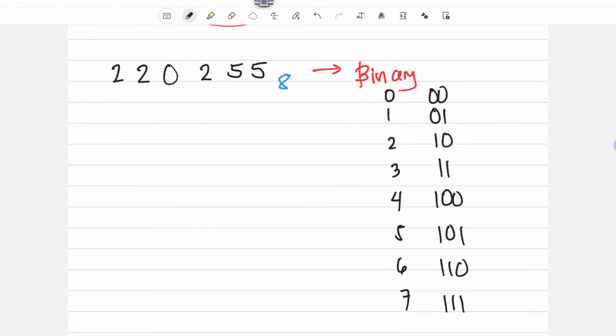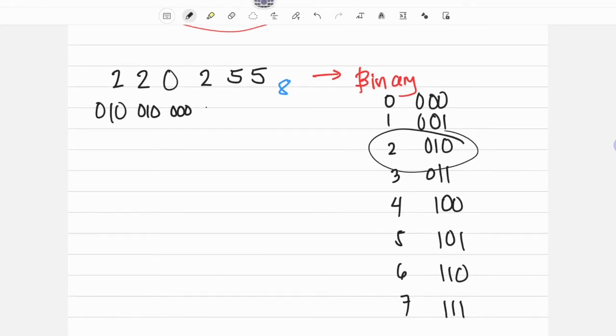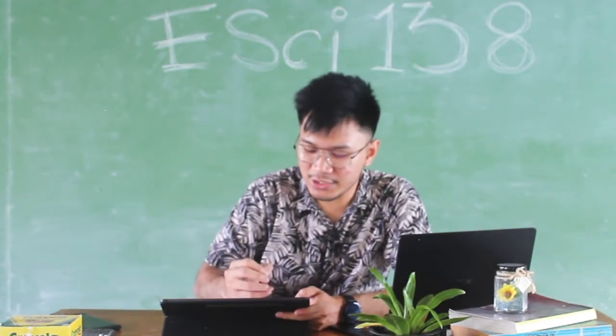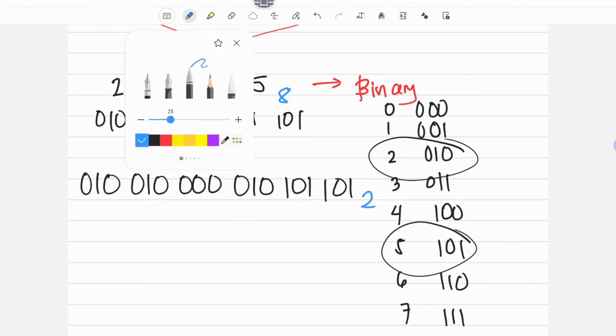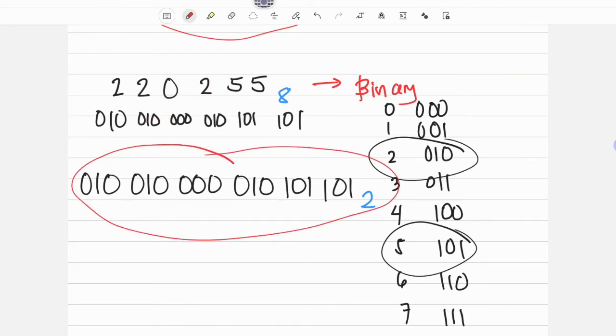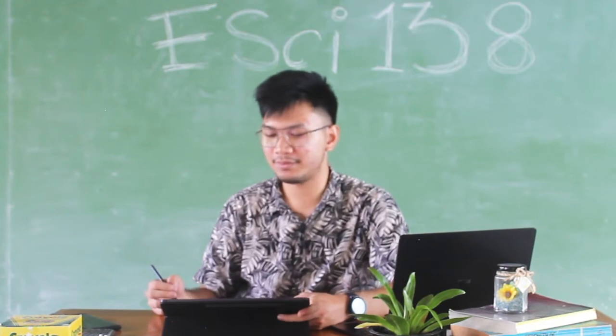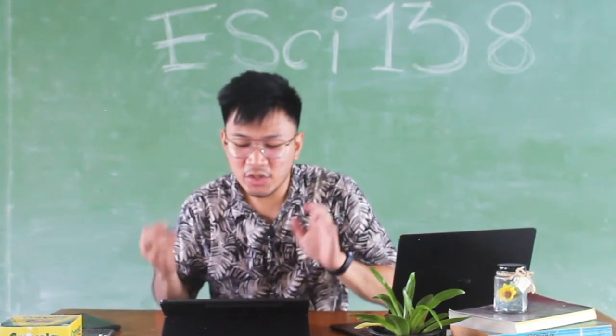So, kani, since 2, that is 010. Okay, diba? Parehas naman na. 2, 2, 0, 2, 5, 5, which is 010 010 000 010 101 101. So, basically, ang binary expression ani niya is 010010000010101101, and that is in base 2. Wow, amazing. So easy. So, yun ang pagkuha kung you convert base 8 to base 2.